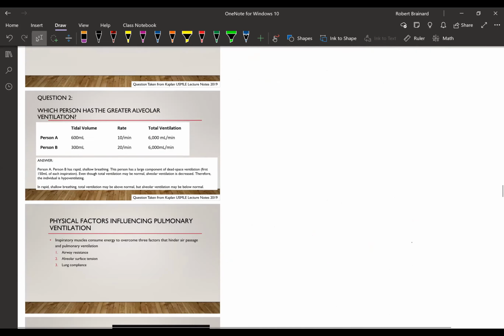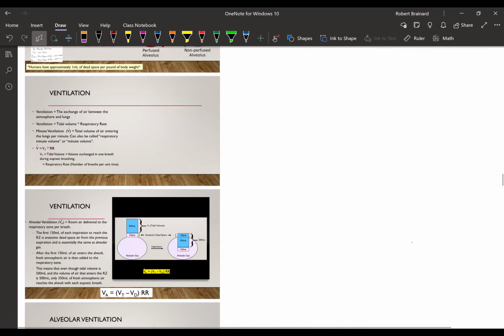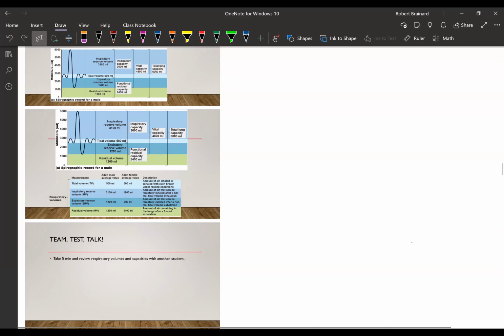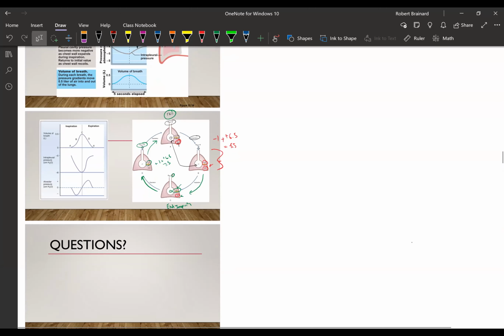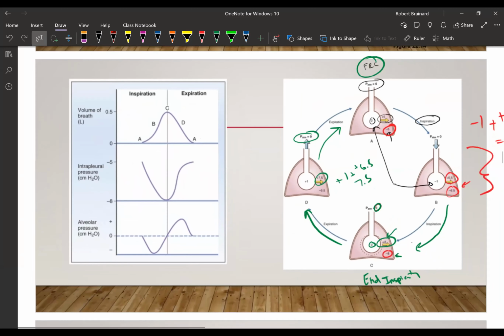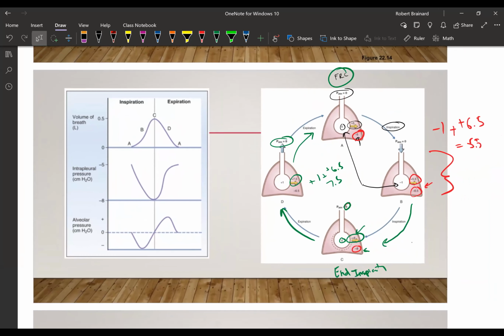Okay. So on the left-hand side of that slide, right here, it's just showing you what's going on with the volume of a breath during inspiration.